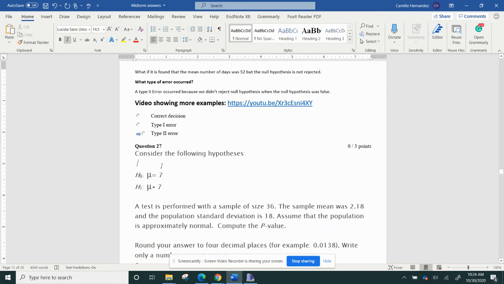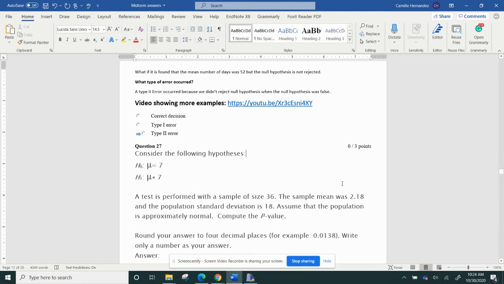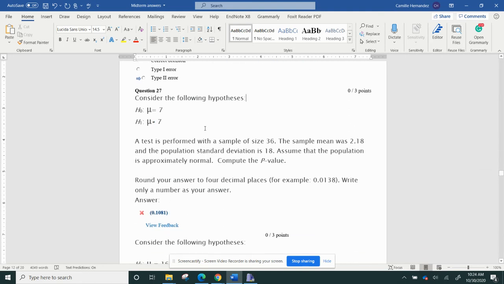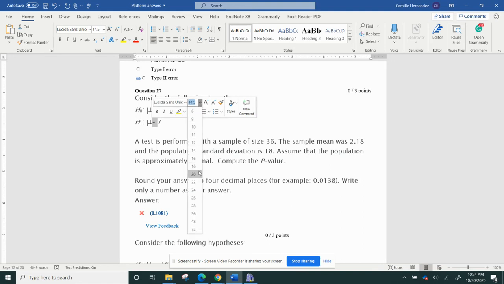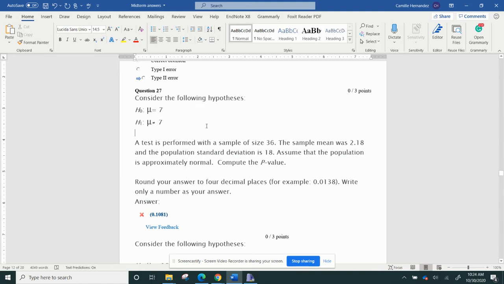All right, so let's go to number 27. Consider the following hypotheses. The null is the mean equals 7, and the alternative is that it doesn't equal 7. I'm going to make that bigger because that's really tiny. I know it's hard to look at. Okay, so that's the not equals. So the null again is the mean equals 7. The alternative is the mean does not equal 7.